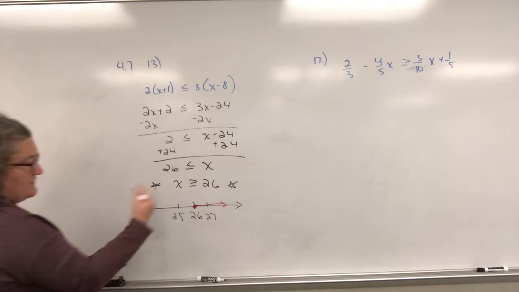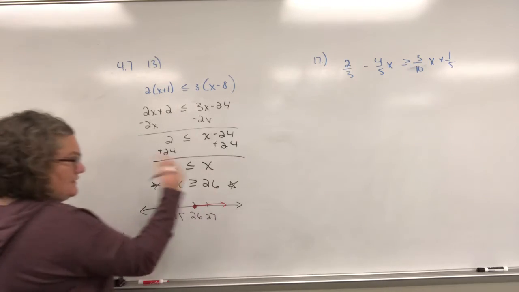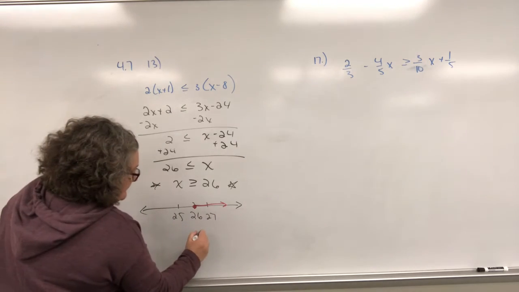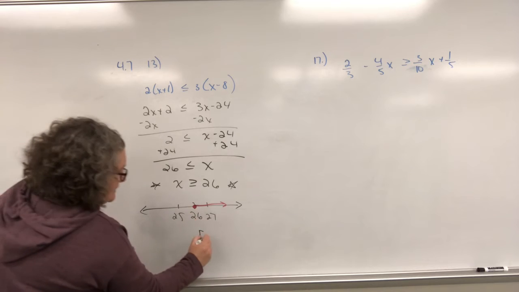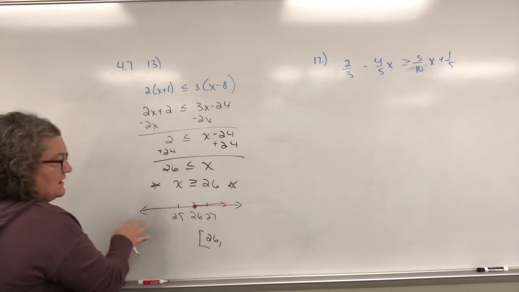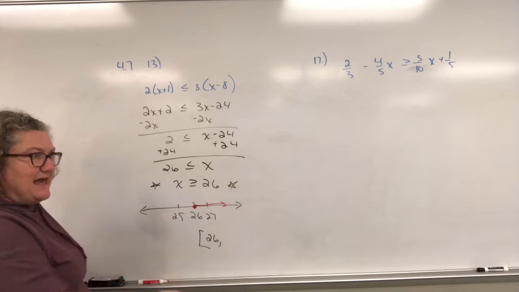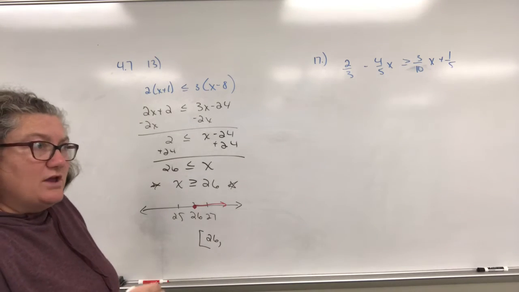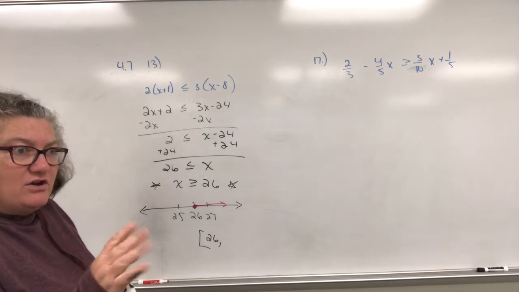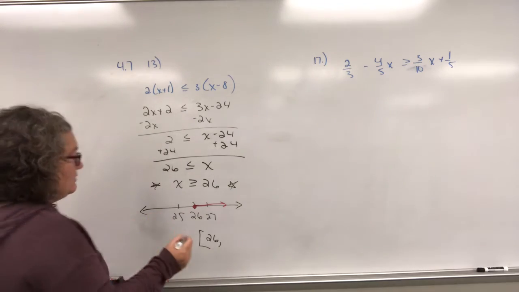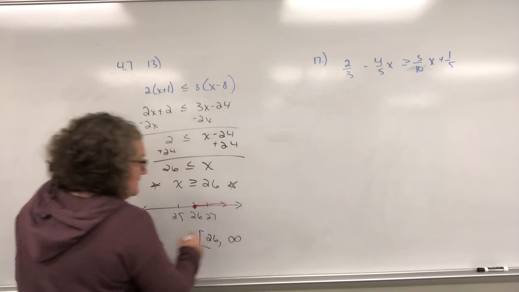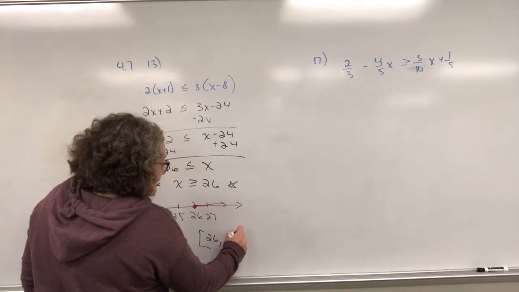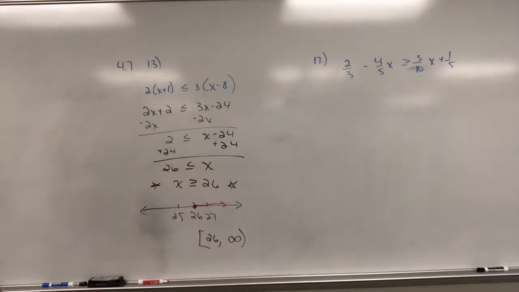So here's my graph. The next thing I want to do is the interval notation. So that means I need to have a bracket because that's closed. And I put my 26 and my comma. And then where do I stop? Where is my last solution? Is it 100? Nope. 101? 500? A million? 10 million? I don't know. So I'm just going to put it as infinity. And with infinity, we always put a parenthesis.